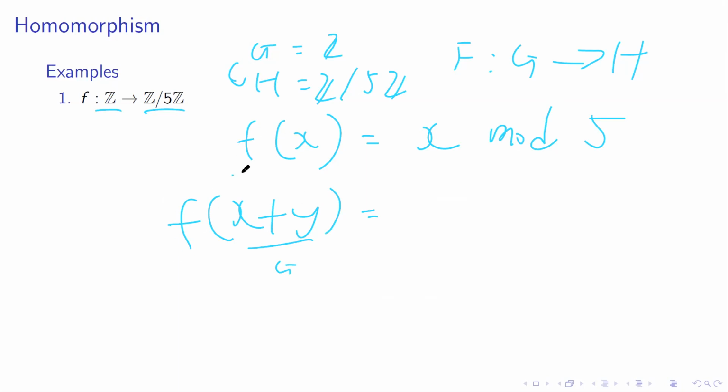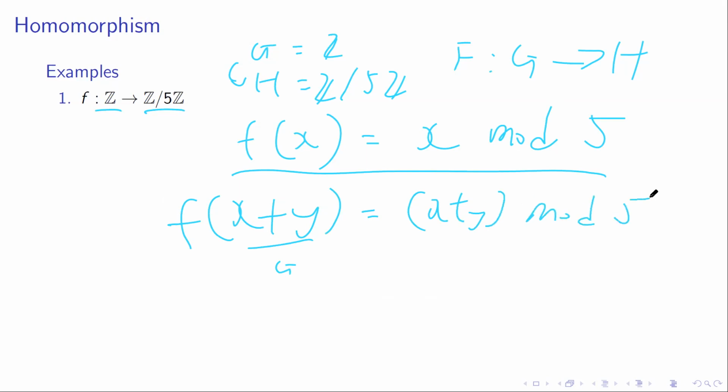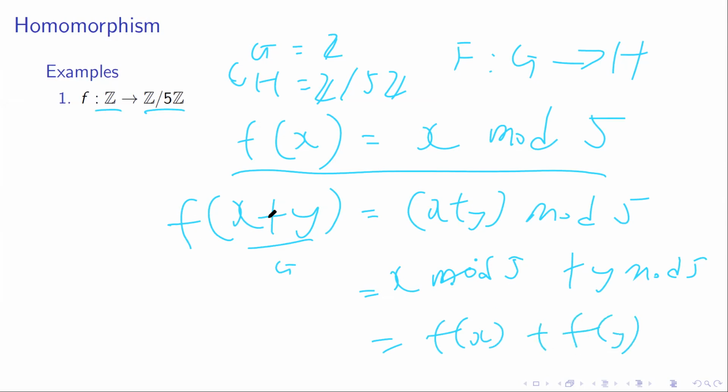And by our function definition, what is this? This is (x + y) mod 5. And (x + y) mod 5 is basically equal to x mod 5 plus y mod 5. And what is x mod 5? What is y mod 5? This is f(x). This is f(y). So you just proved that f(x + y) is equal to f(x) + f(y). And note that, oh, sorry, you need another mod here, to be honest. Yeah, you need another mod here. And this is the group operation in H, but this is a group operation in G.